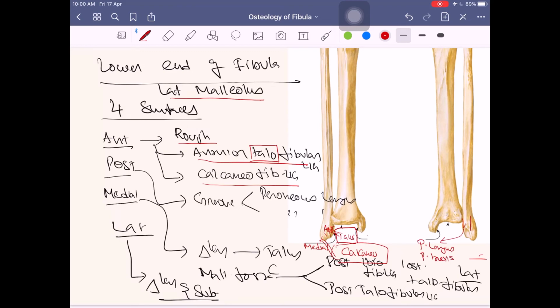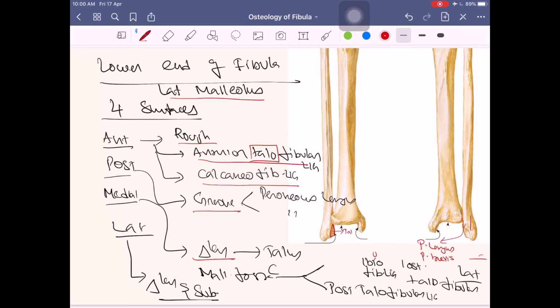Now if you see the medial surface, we have to see inside of this. The medial surface is a triangular area, and that bears a facet to articulate with the talus. The lateral surface of the talus will articulate here. This is comma shaped, articulating with the comma shaped talus. So that is the joint which is forming.